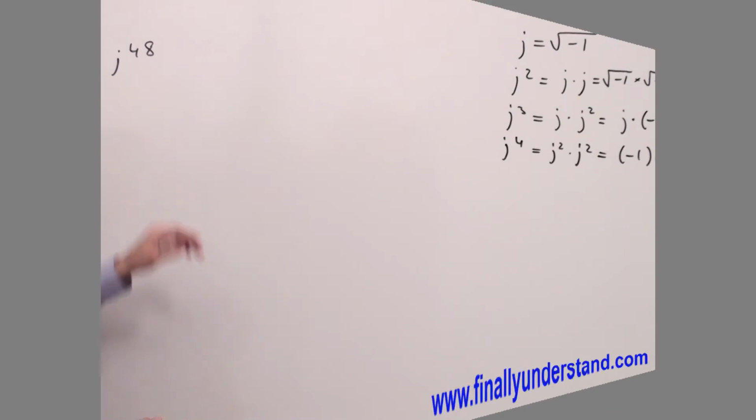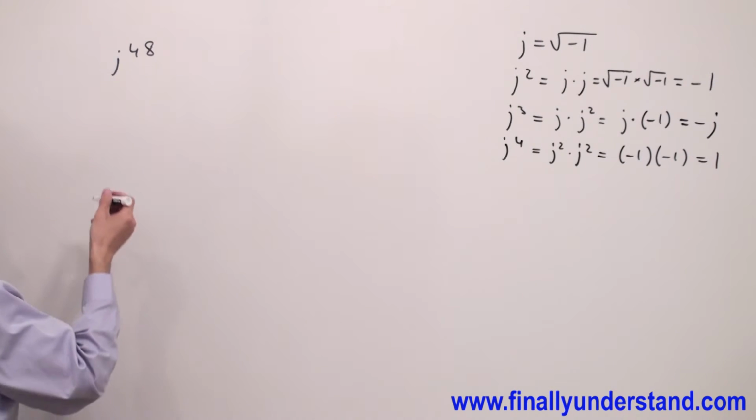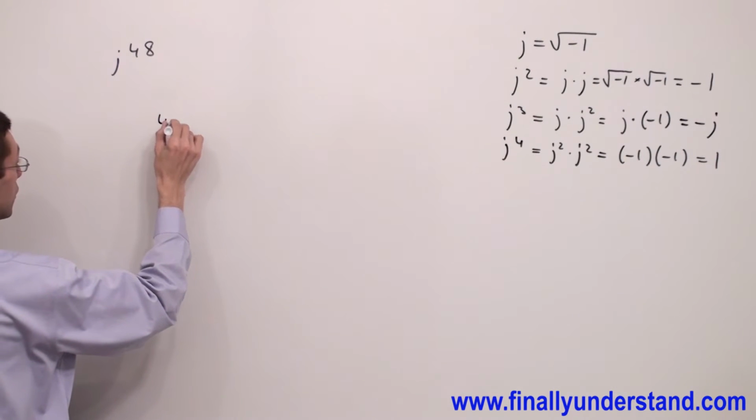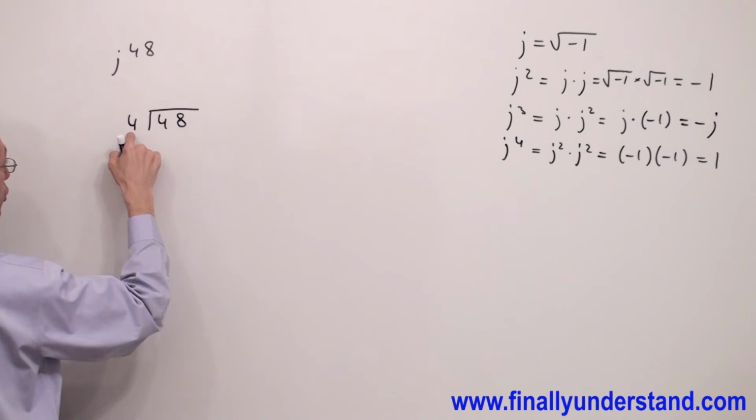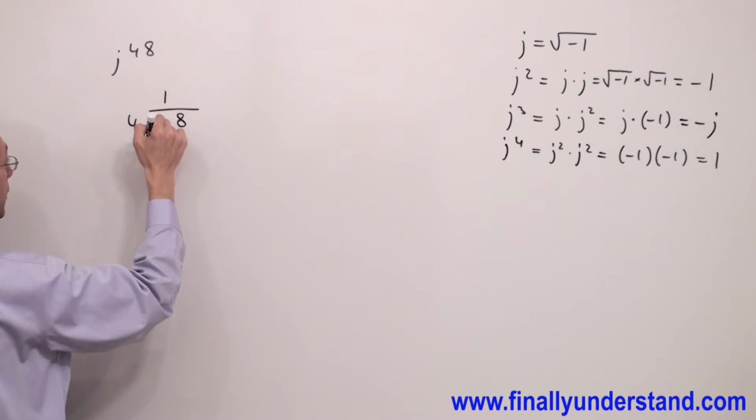Now we have j to 48. Again, exponent is greater than 4. What we're supposed to do? We're supposed to perform the long division. We have 48 divided by 4. 4 goes into 4 one time.